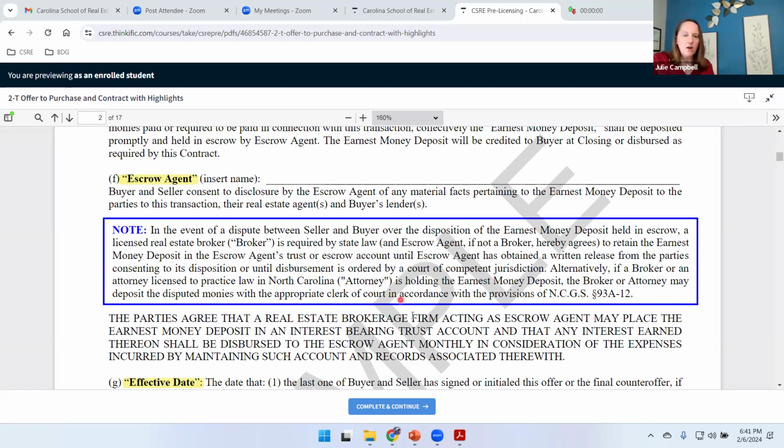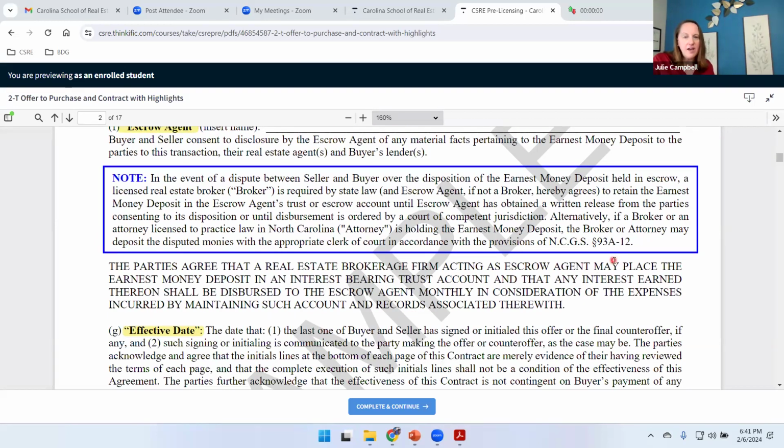The earnest money may be held by the escrow agent in an interest-bearing account. The escrow agent can have an interest-bearing account as long as the parties agree to it. If they make interest off of your money, that's their money. They can use that for their operations.